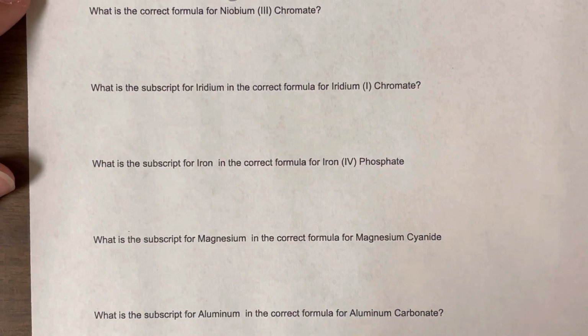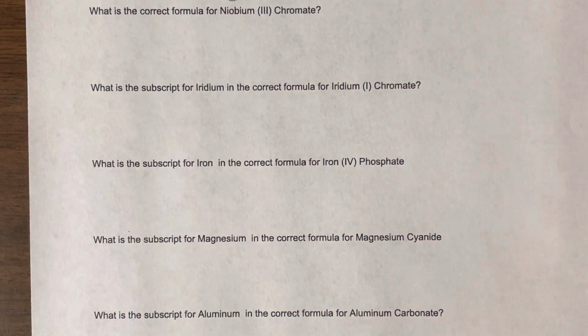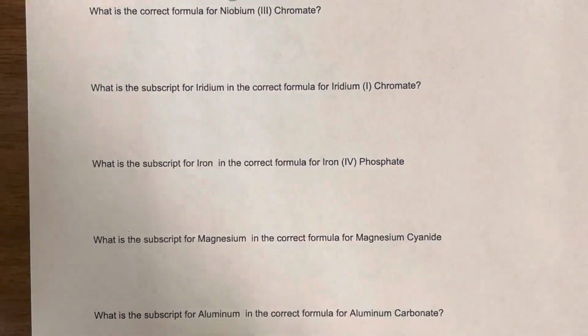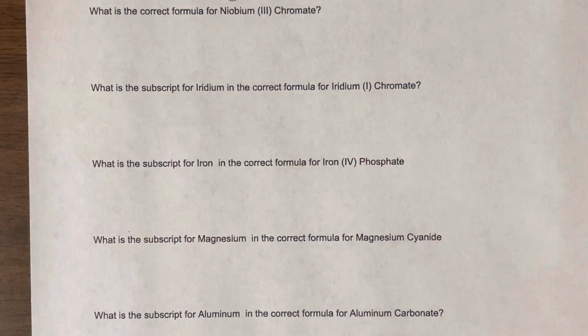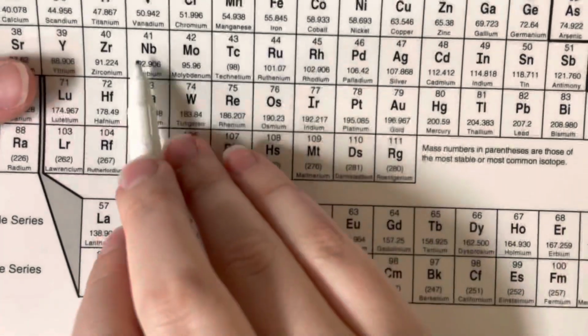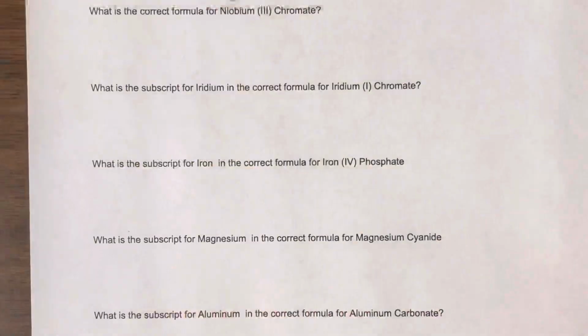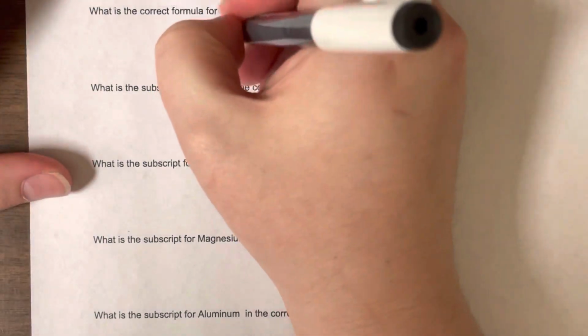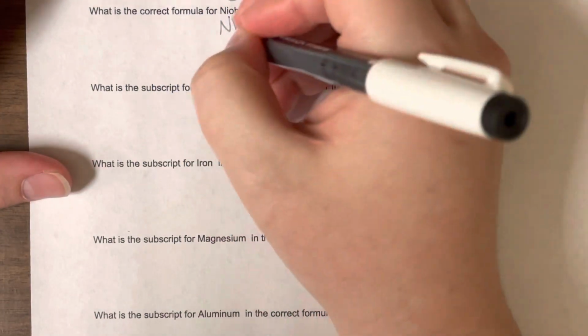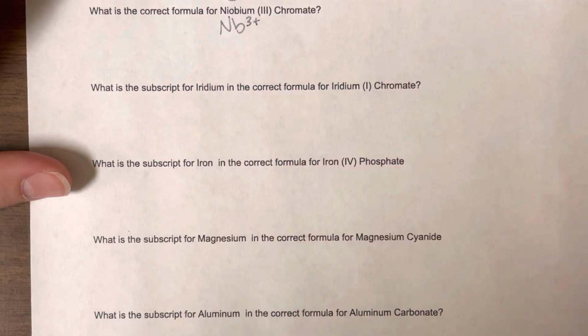What is the correct formula for niobium-3 chromate? So first I need to figure out what niobium's symbol is. Niobium is Nb. It's in that transition metal block, which I got a hint for because I had oxidation states. So niobium-3 means that I have a charge of +3.